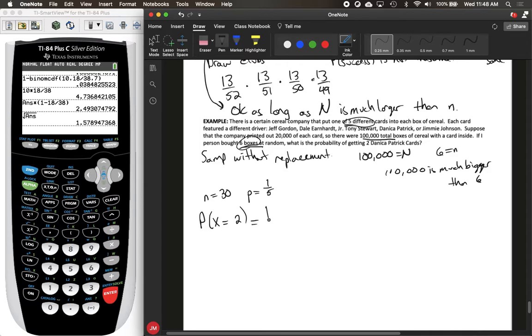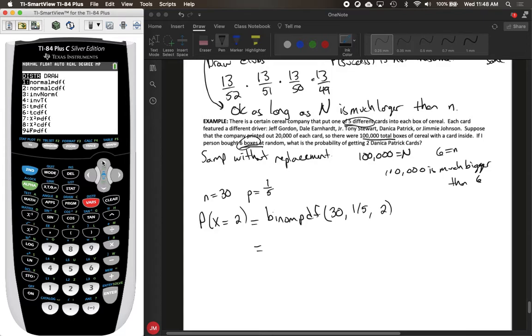So in order to find that, since it's equals, we're just going to use binompdf. Only use CDF if it's less than or equal to or greater than or equal to. For n, we've got 30 cards that we are going to have. We've got a 1 out of 5 chance that one of them is a Danica Patrick card. We want to know what is the probability that we get 2 Danica Patrick cards exactly. So we're going to go into our distributions menu, choose binompdf, and then once we've done that, we're going to go ahead and type in everything we need. So our number of trials in this case was 30, p was 1 out of 5, and our x value or k value is 2.